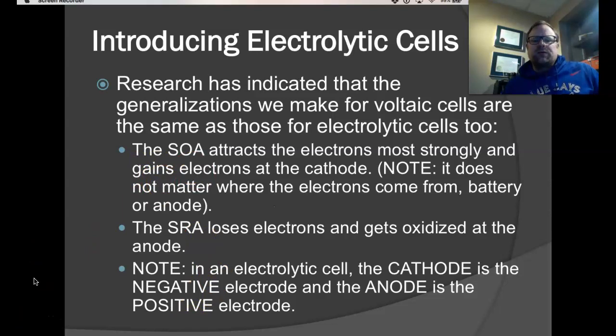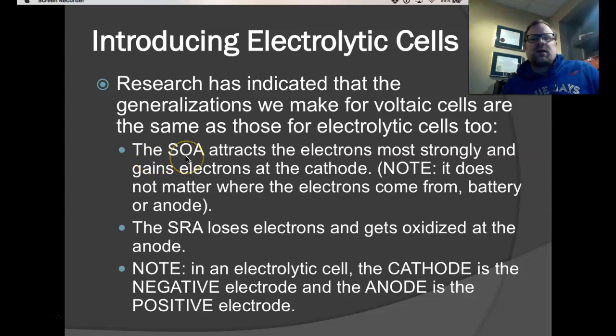Moving on here, research has indicated that the generalizations we make for voltaic cells are the same as those for electrolytic cells too. So this is the bit right here where I said, don't think of these as opposite. Don't think of voltaic and electrolytic as opposite. Think of them as some things are opposite, but some things are the same.